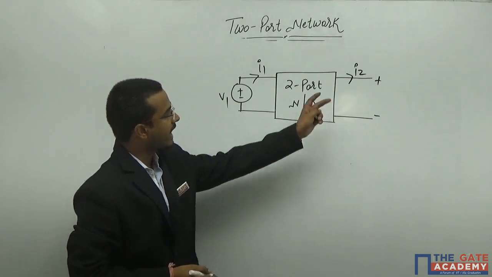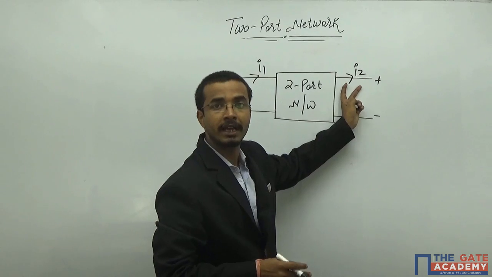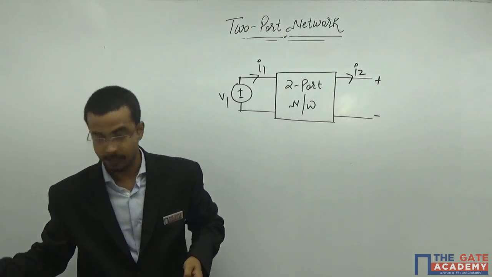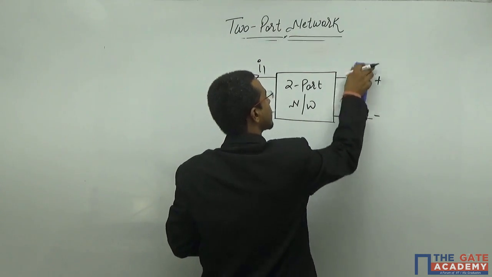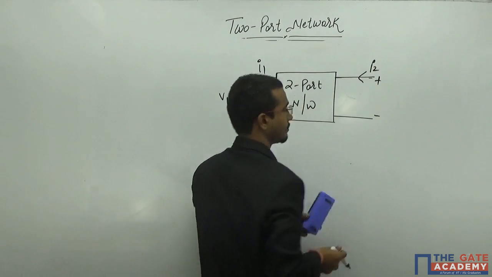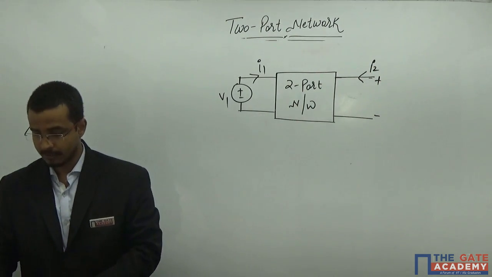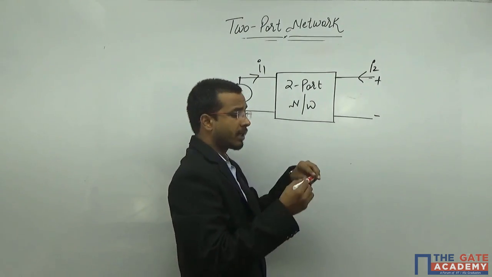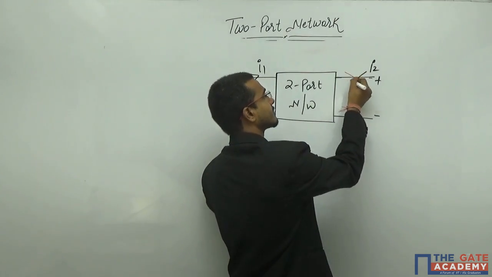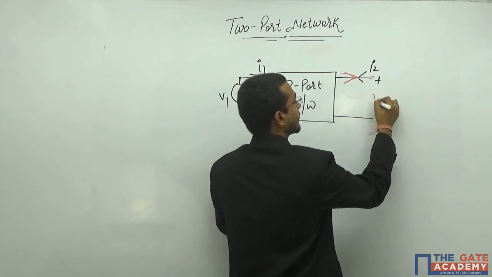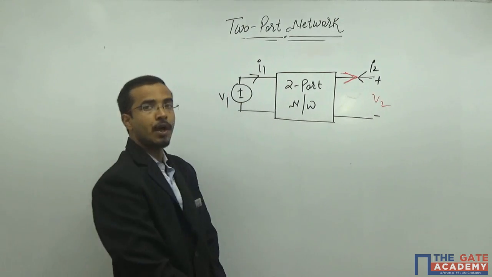Okay, but this I2 is not my standard direction of the two-port network. That means I will not change my original direction, which is I2. It is my parameter direction, but the original direction of my current is this. Red one is my original direction of current, which I will get on this side, and the developed potential is this. Now what will I do?